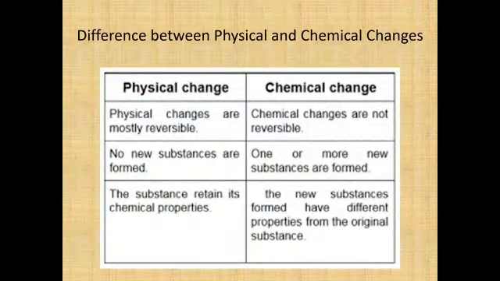Let us look at some of the differences between physical and chemical change. Physical changes are mostly reversible. Chemical changes are not reversible. No new substances are formed. One or more new substances are formed in chemical change. The substances retain their chemical properties in physical change. The new substance formed has different properties from the original substance in chemical change.